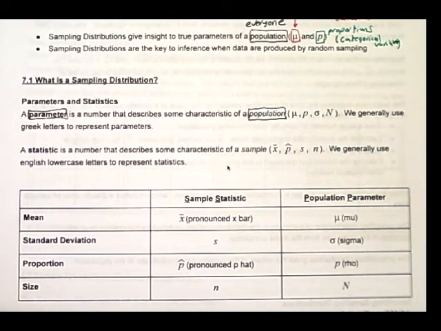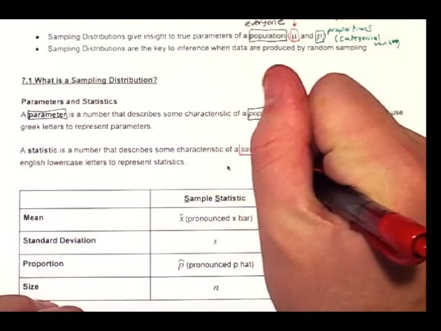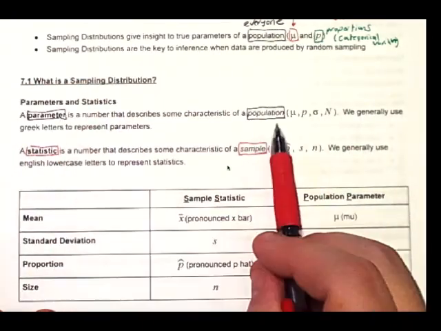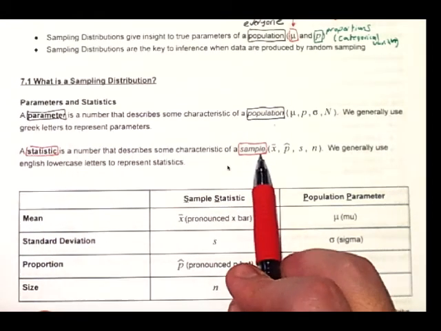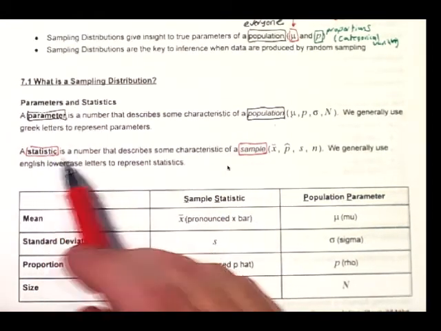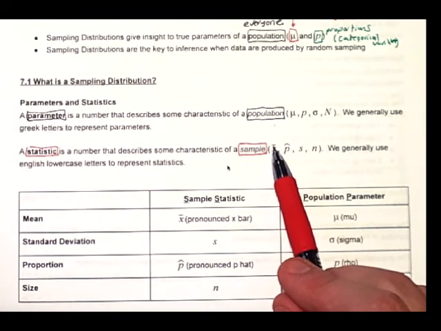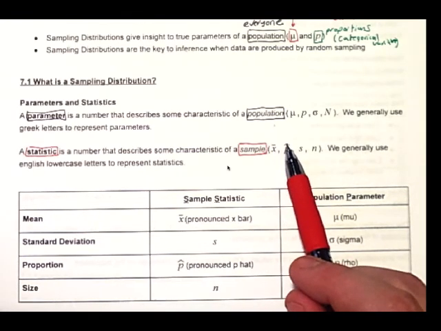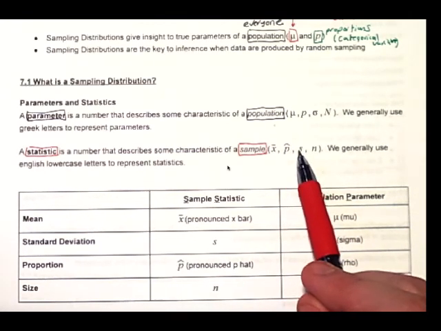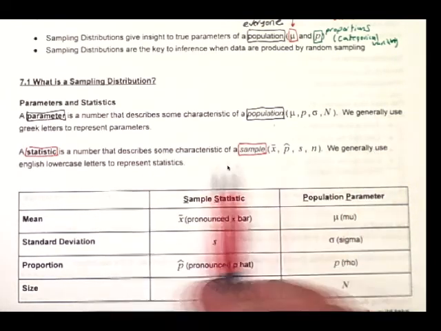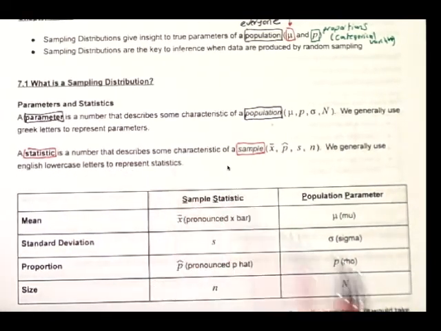And next it says a statistic is a number that describes some characteristic of a sample. So populations have parameters, samples have statistics. And here are some different types of statistics. X bar if we're talking about means, p hat if we're talking about proportions, lowercase s means sample standard deviation, lowercase n refers to sample size. So it says we generally use English lowercase letters to represent statistics.